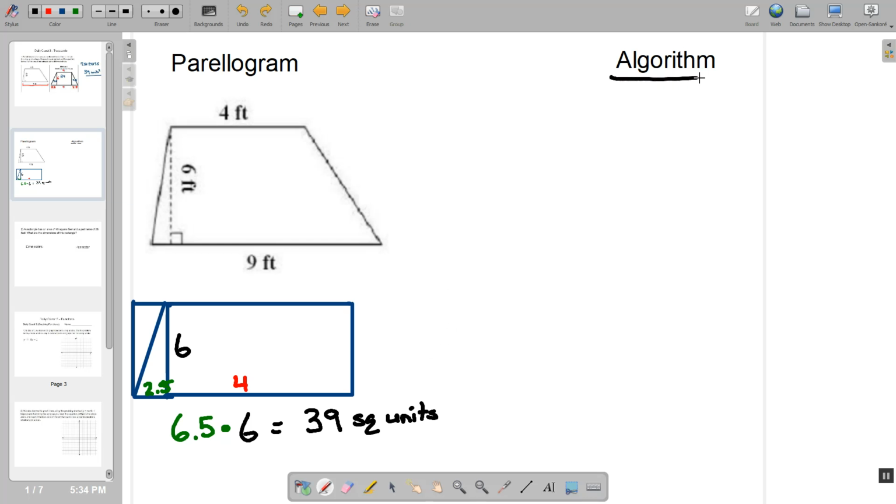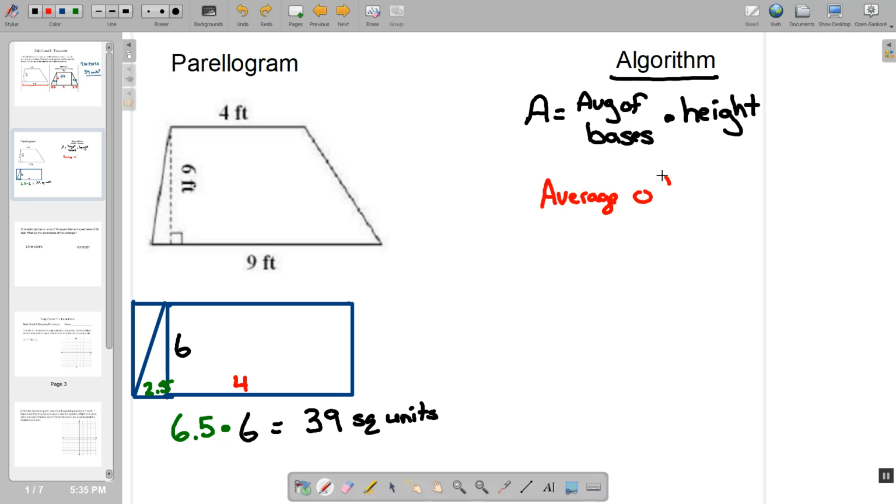The last one is the algorithm. And for the area of a trapezoid, I write the algorithm as the average of the bases times the height of the trapezoid. So our bases are 4 and 9. And so we are going to do the average, or the mean, of 4 and 9.